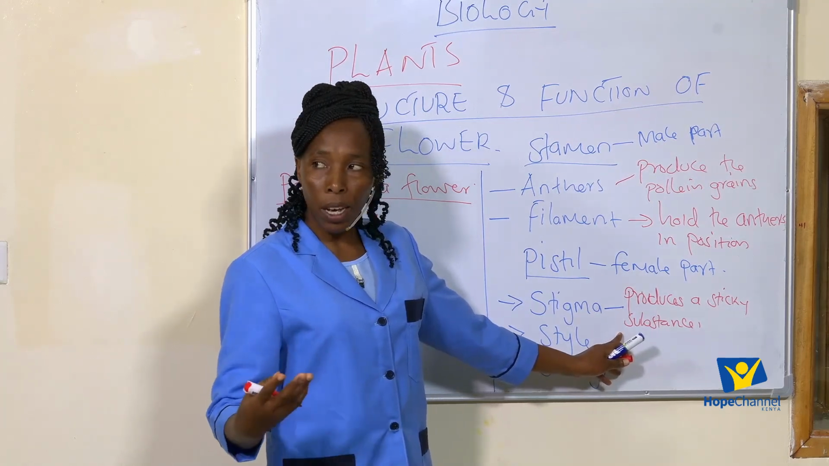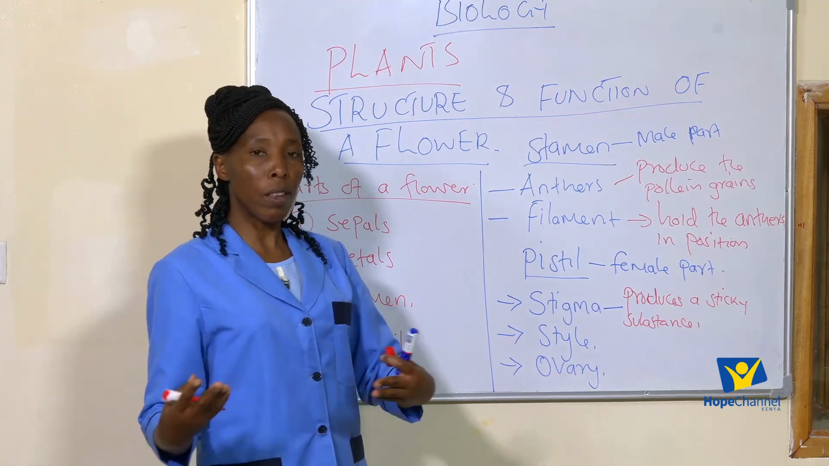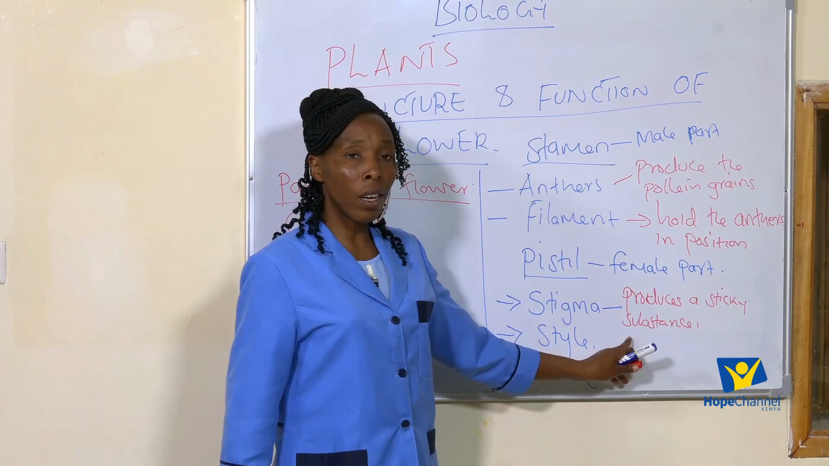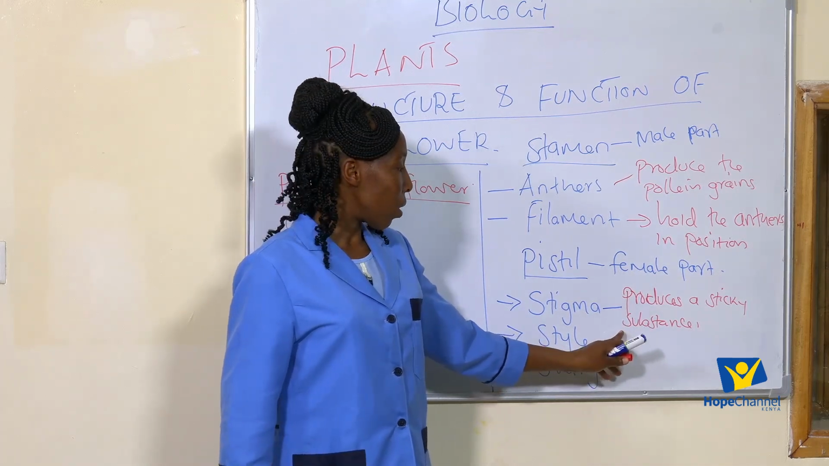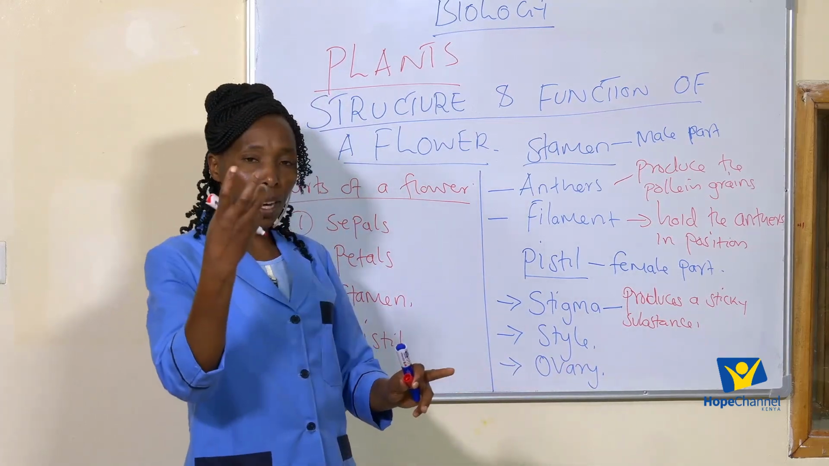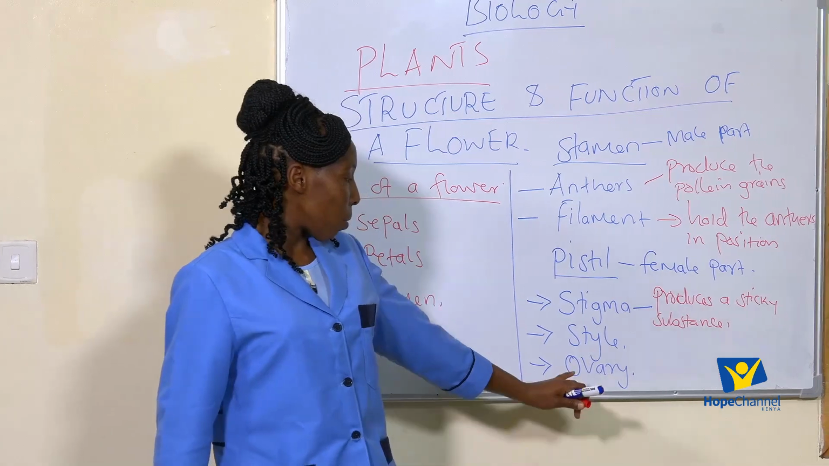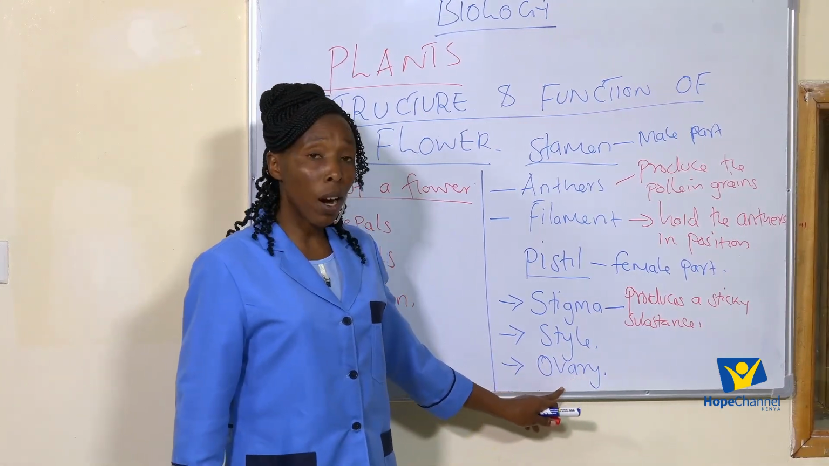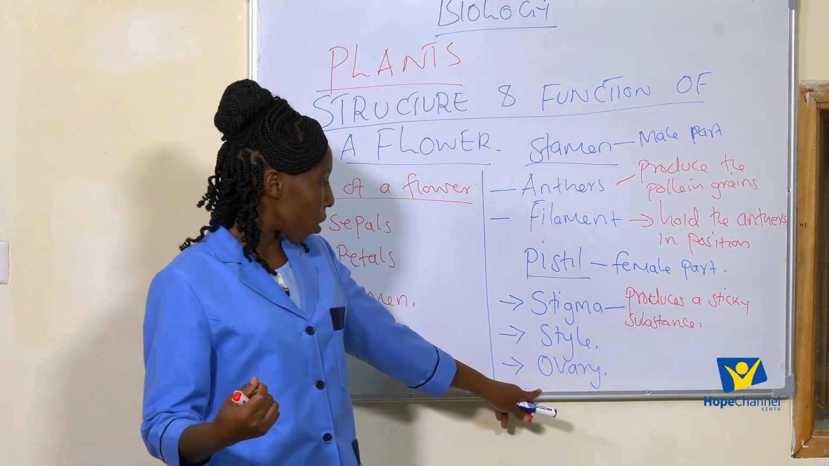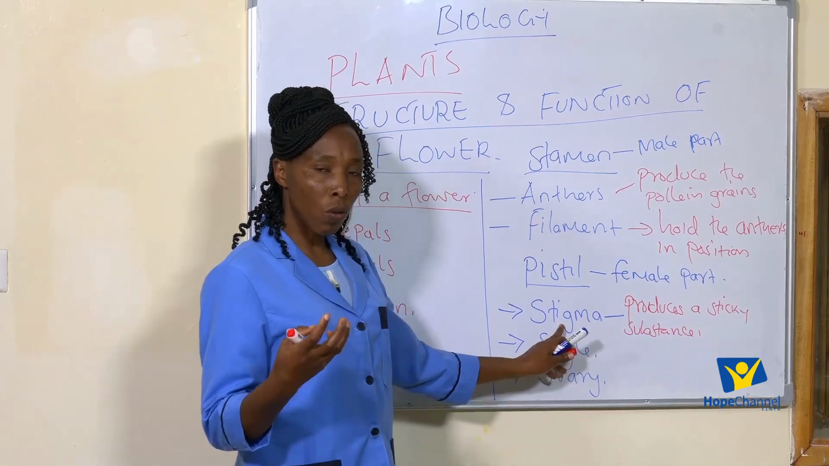So in a way, we are saying probably for reproduction to take place in plants, then the stigma has to produce a sticky substance that will enable the development of the pollen tube that will carry the pollen grains all the way to the ovary, because it is in the ovary that we have the female gametes, which are the ovules. So purposely, that is the function of the stigma.